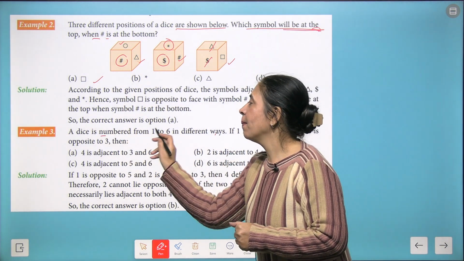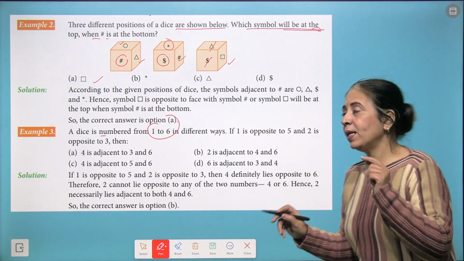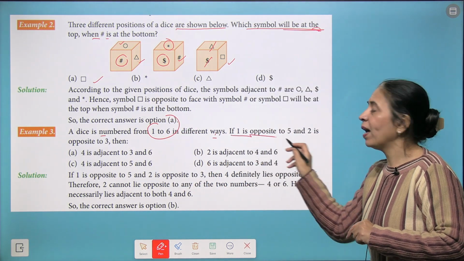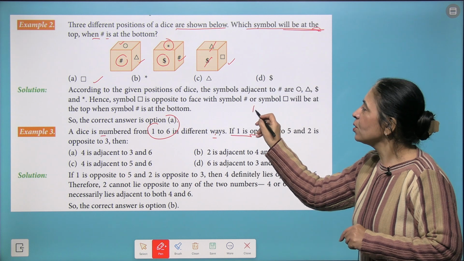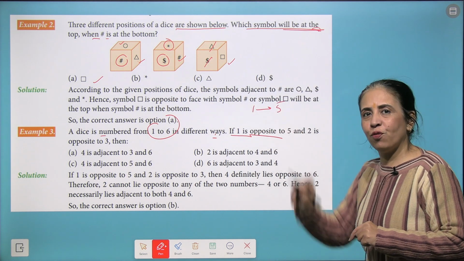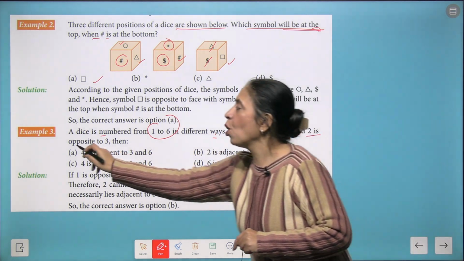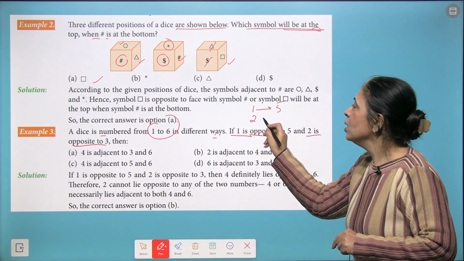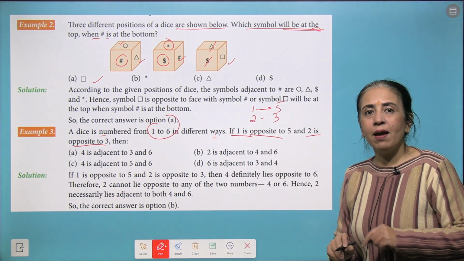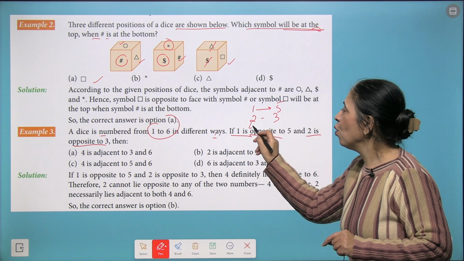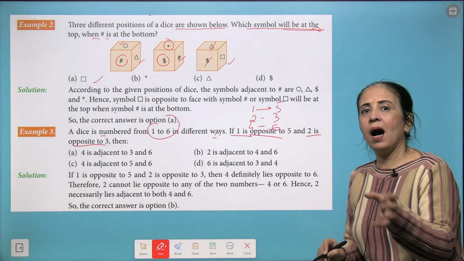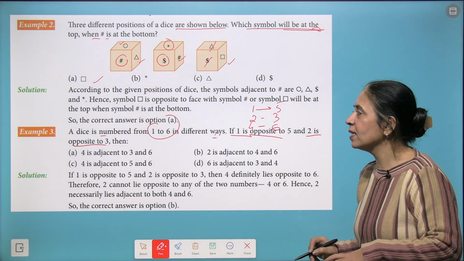A dice is numbered from 1 to 6 in different ways. If 1 is opposite to 5, so let's write down 1 opposite to 5, and 2 is opposite to 3. So what all is left? We have 4 and 6. They are 2 opposite faces.